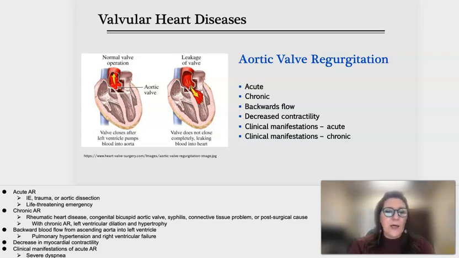Chronic could be because they had rheumatic heart disease, or they have a congenital bicuspid aortic valve, syphilis, connective tissue problem, or post-surgical cause. And syphilis is hugely on the rise, and people don't even know they have it. Sometimes they don't find out they have it until they find out that, oh, you have valvular heart disease because you had syphilis, or you're blind because you had syphilis, all sorts of things. But that's a whole other lecture. This backward blood flow goes into the left ventricle, which can cause pulmonary hypertension and right ventricular failure, decreased in that contractility.